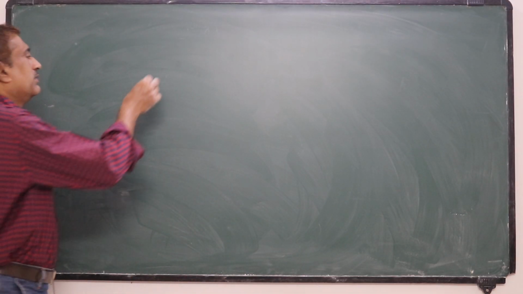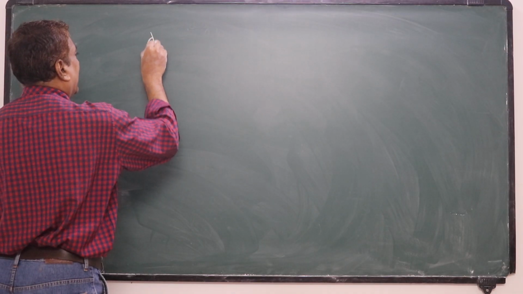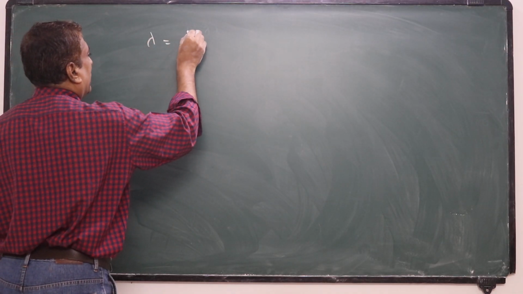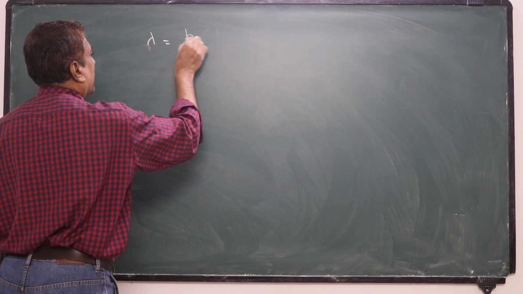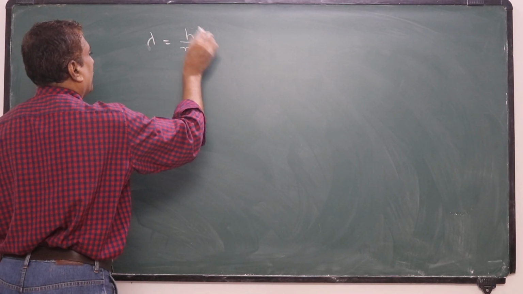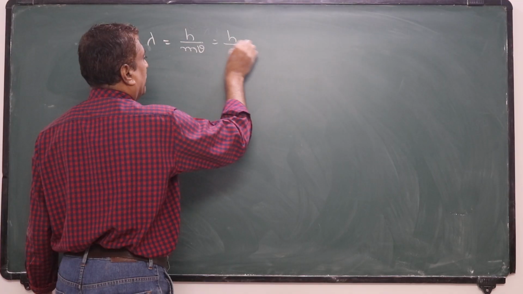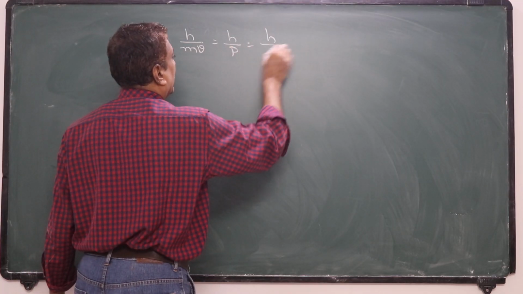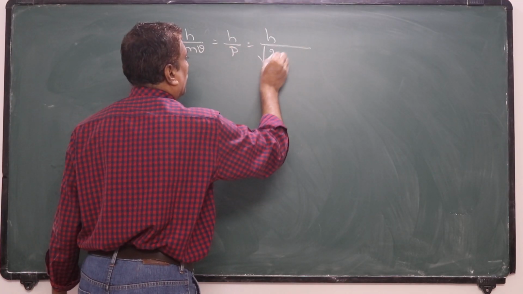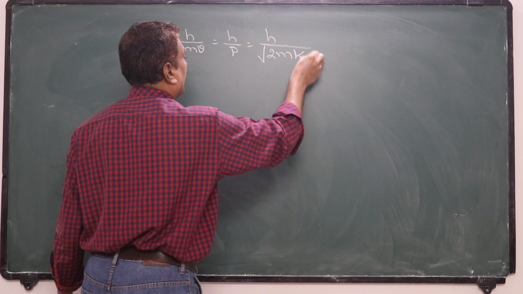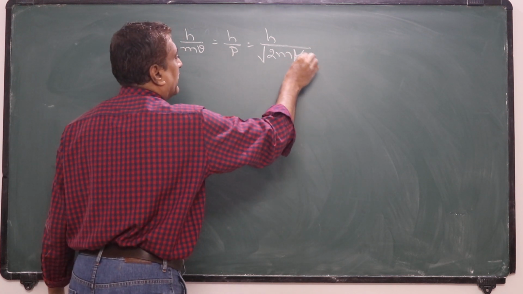Now other forms of this de Broglie wavelength: lambda is equal to h by mv, and we can write the same equation as h by p, and that is h by square root of 2mK, where capital K is kinetic energy.